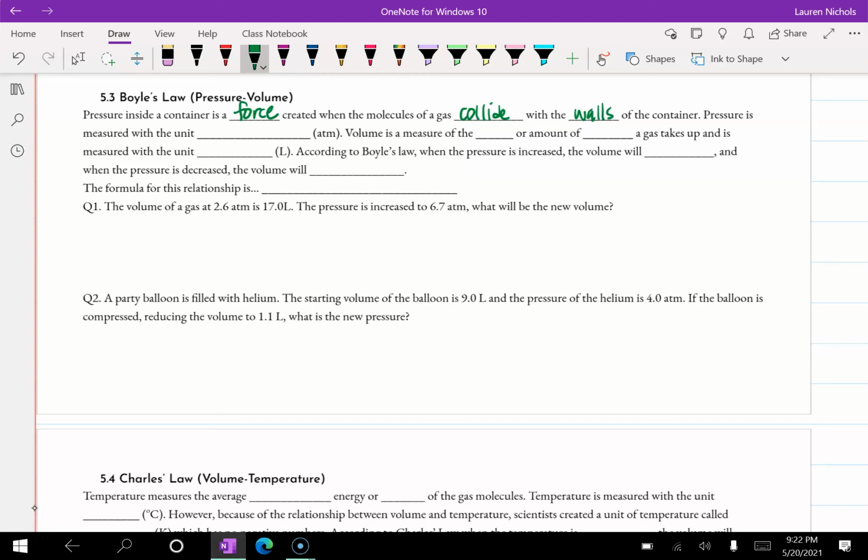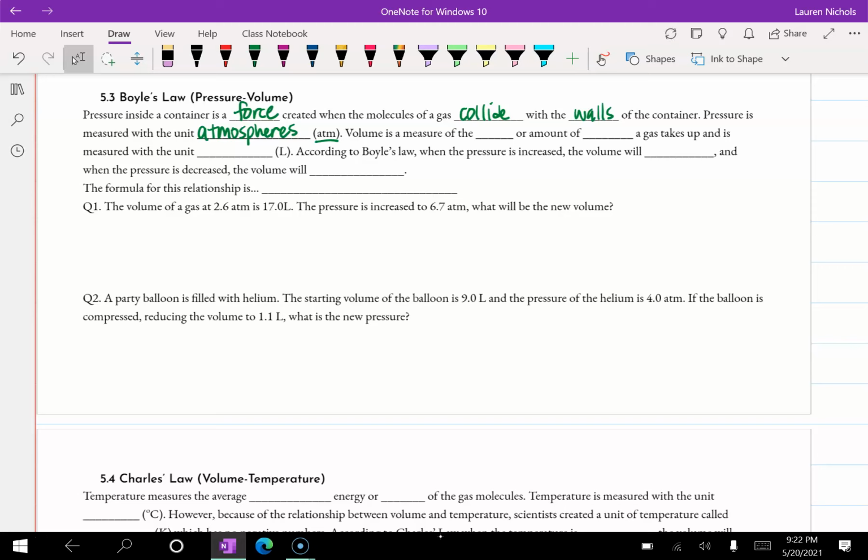It's the gas molecules. And so pressure is measured with the unit atmospheres. So if you see the abbreviation ATM, that is not at the moment. It's not the place where you go get cash.